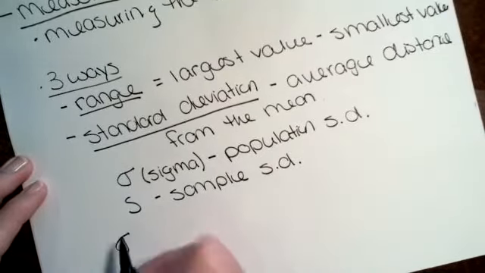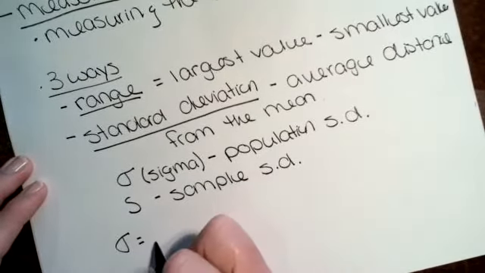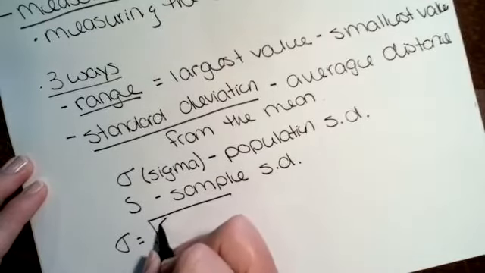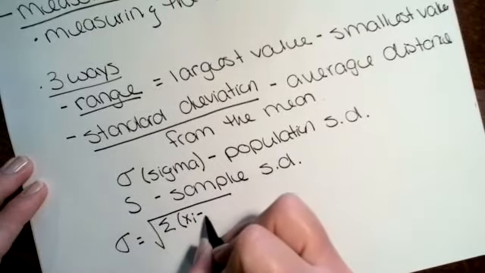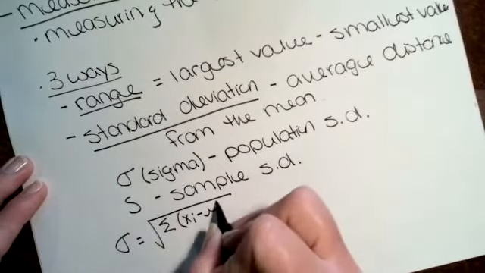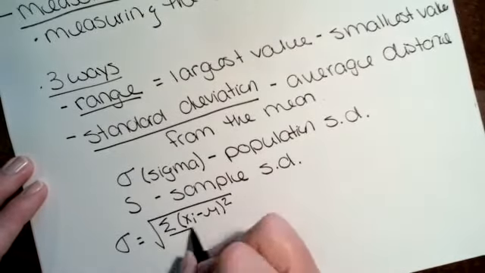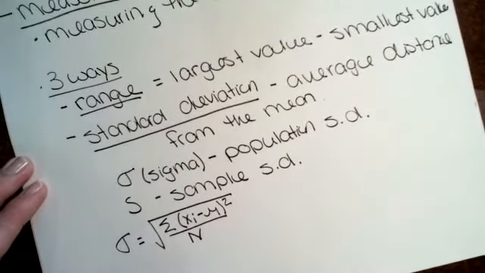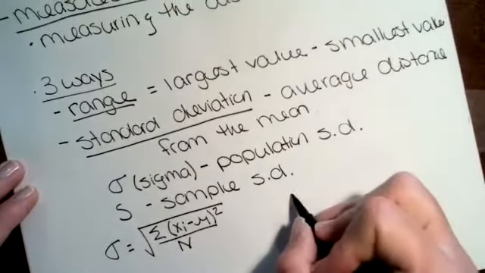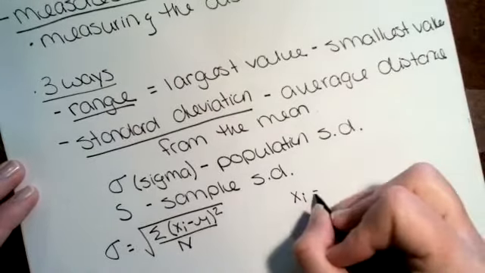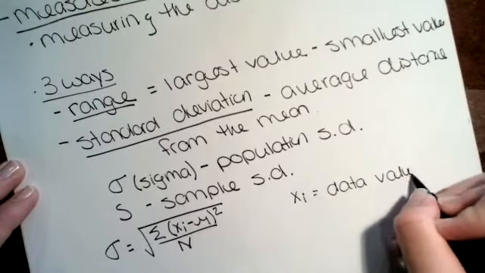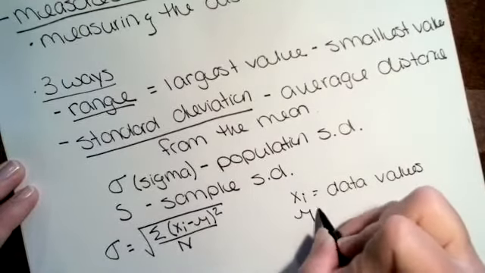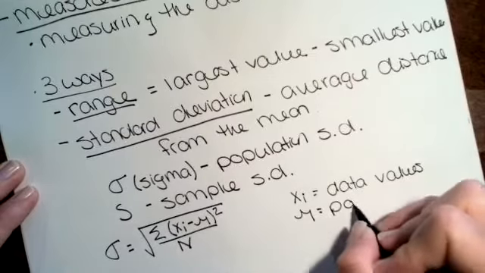So sigma is actually equal to the square root of the summation of my data values minus the mean. Here's that distance from the mean squared divided by the number of data values, however many data values I have. Let me just write this over here. Xi, those are my data values. Mu, just to refresh your memory, my population mean.